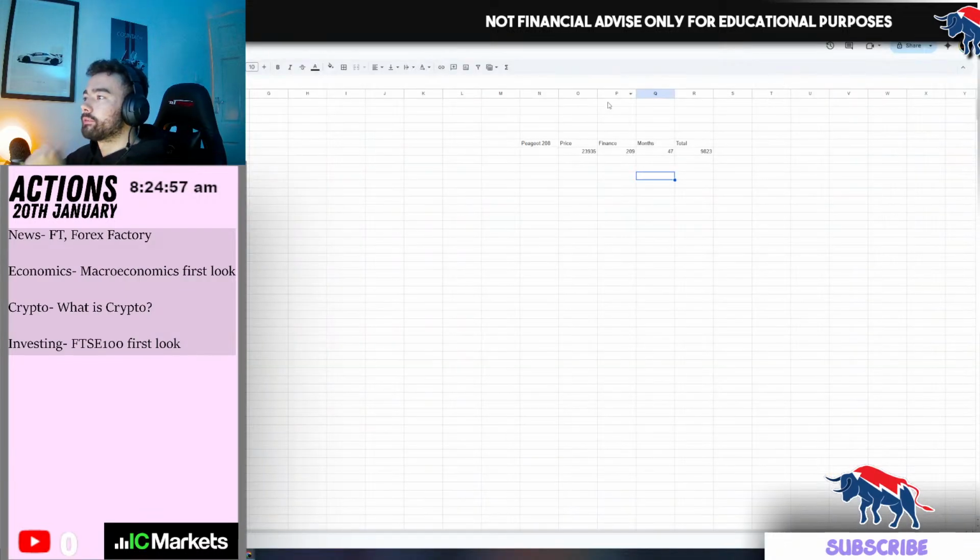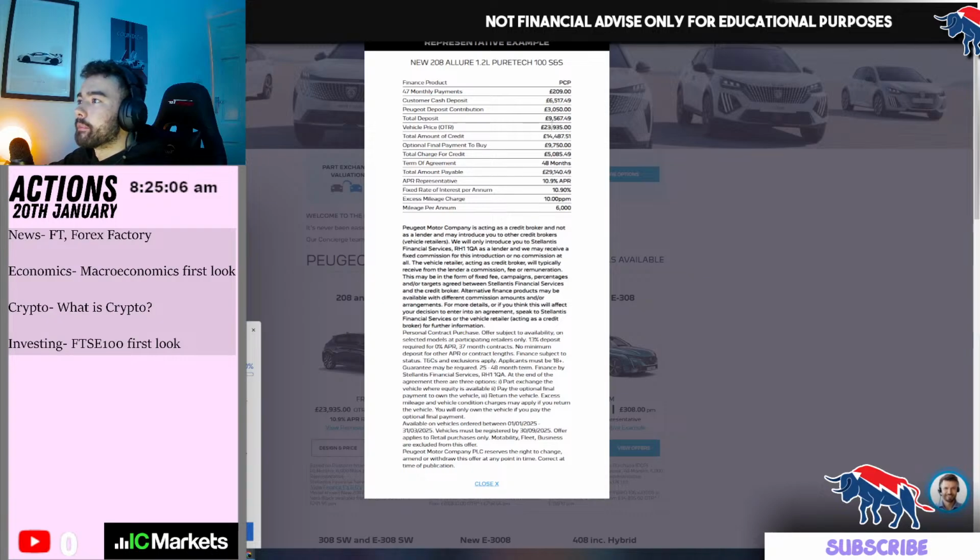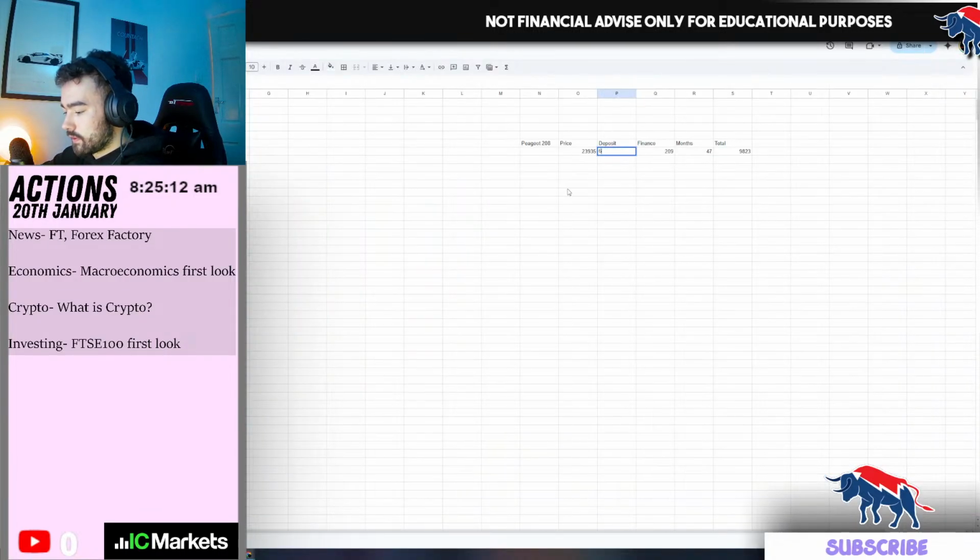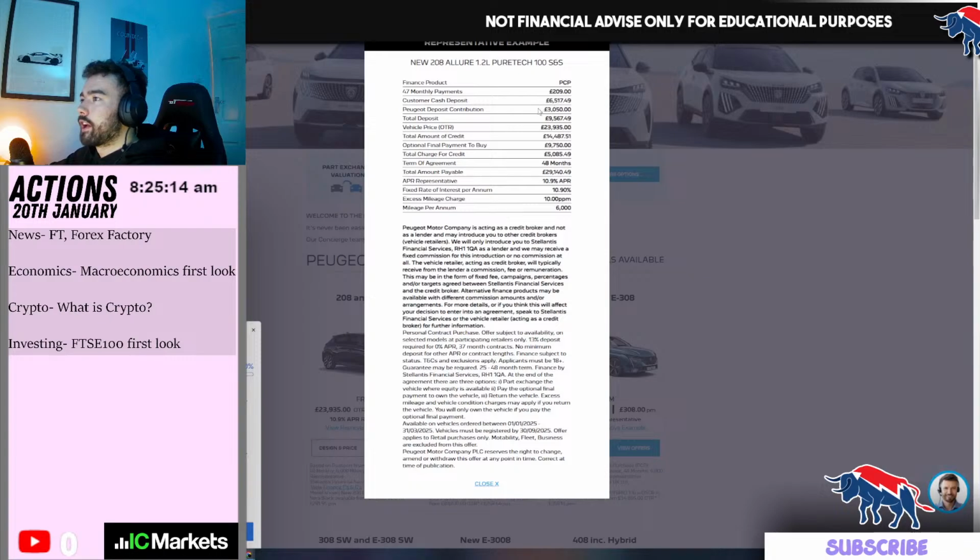So deposit as well. So you'd have to even tie up. Let's take a look here. 6,517. And they help you with some of it. They go, yeah, we give you an extra 3,000. Okay. Total price of the car, total amount of credit is 14,000. Total charge for credit is the 5,000. 10%. Miles per annum is 6,000, so you reduced on the miles.